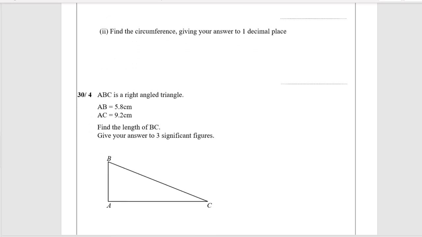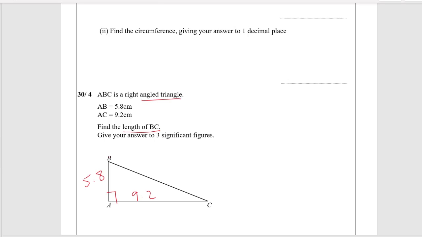Next we have ABC is a right angle triangle. AB is 5.8, so let's label it 5.8, AB. AC is 9.2, so 9.2. Find the length of BC, and it's a right angle triangle.